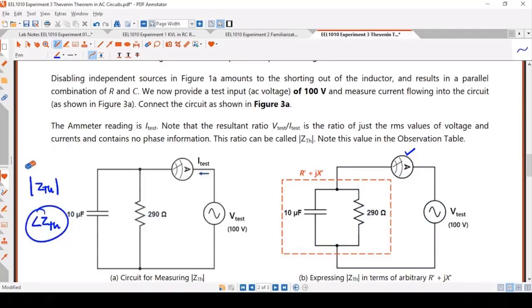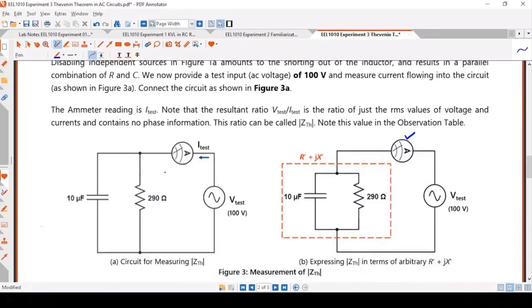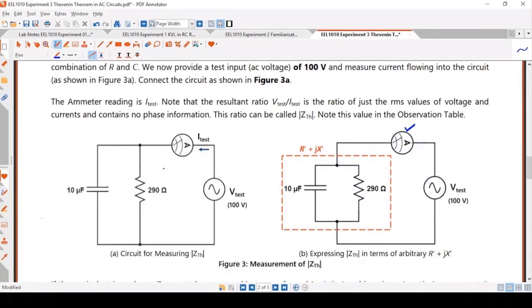To do that, we need to obtain two equations which we can solve simultaneously. In the condition of measuring ZTH, this C and R, which are connected in parallel, together can be considered as one impedance, like we have shown in this box. Let us call it R dash plus jX dash. Now, what we are measuring, V test upon I test, we don't know which part of it is resistive and which part of it is capacitive, right? But if we assume that this total impedance Z is R dash plus jX dash, R dash and X dash are unknown right now.